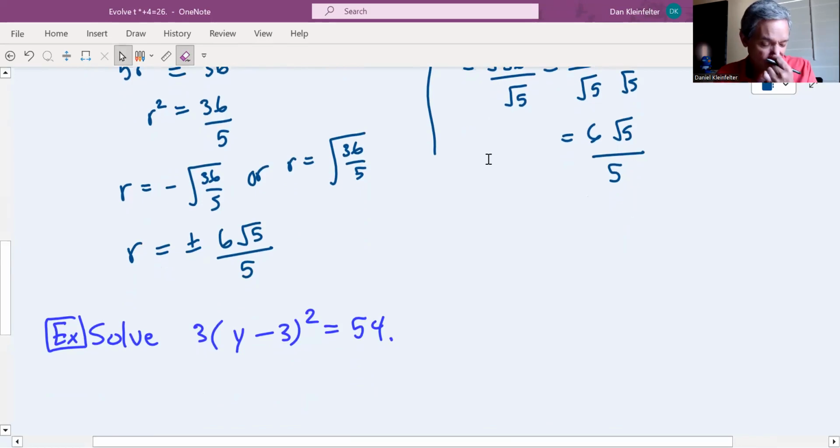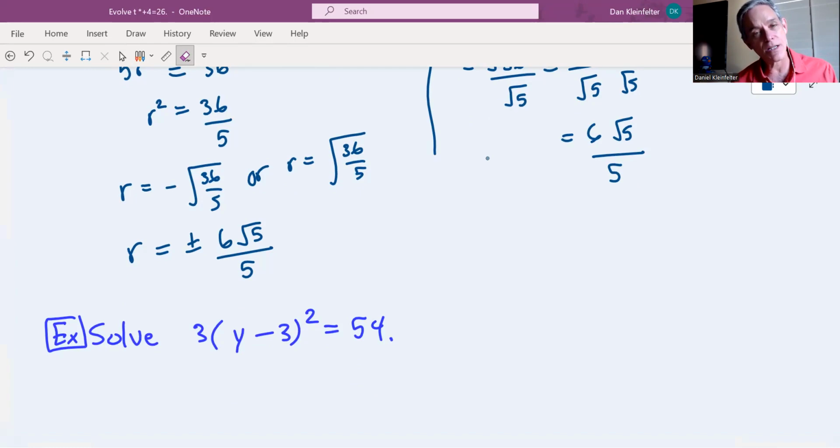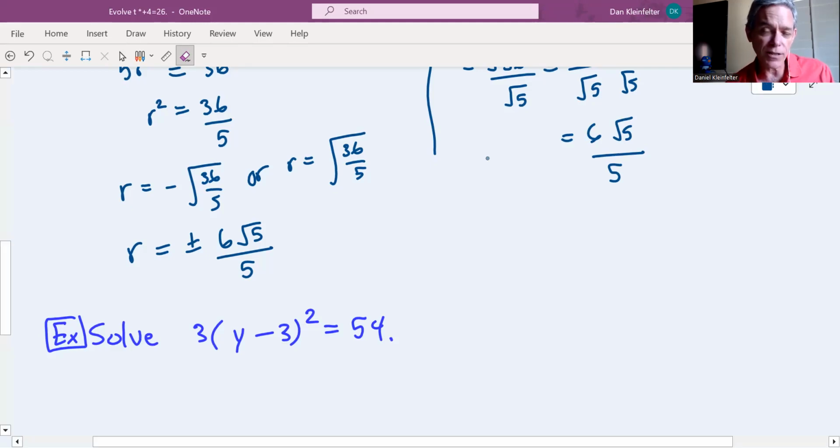Okay, in the next one, we have a binomial that is being squared. We have 3 times (y minus 3) squared equals 54. So once again, we're going to want to pause the video, try this yourself, and then restart the video and see how you've done.